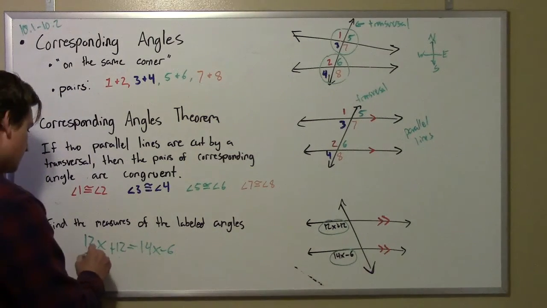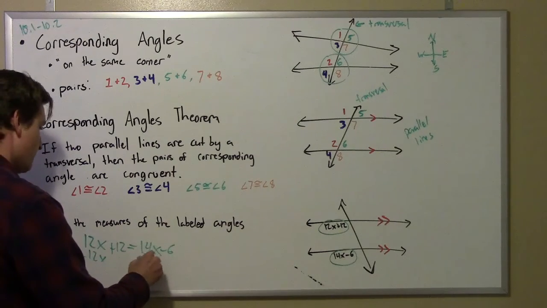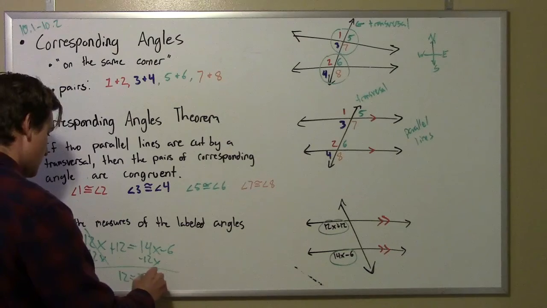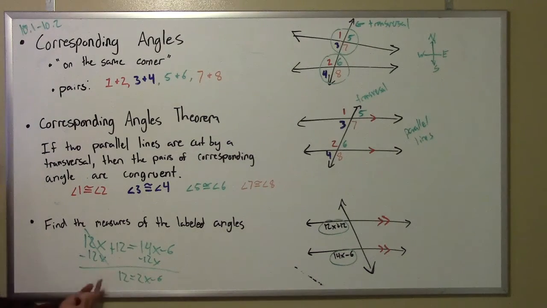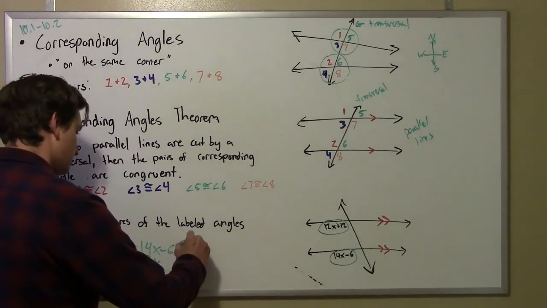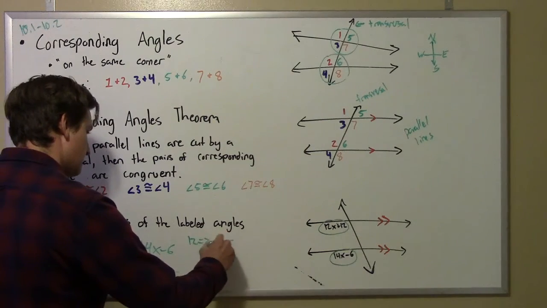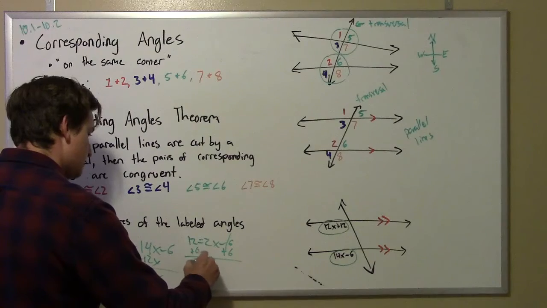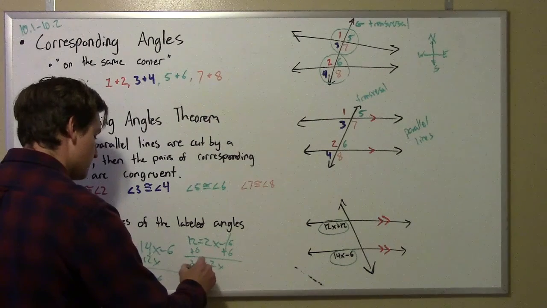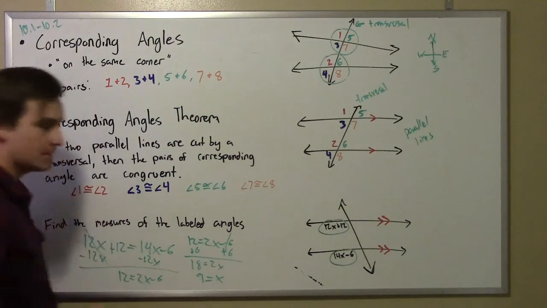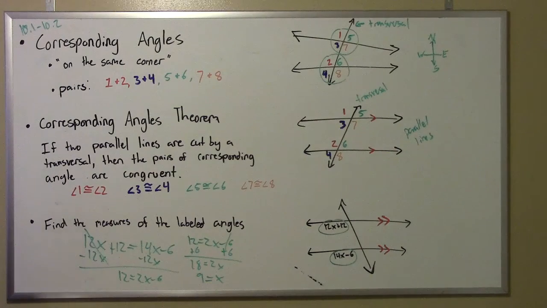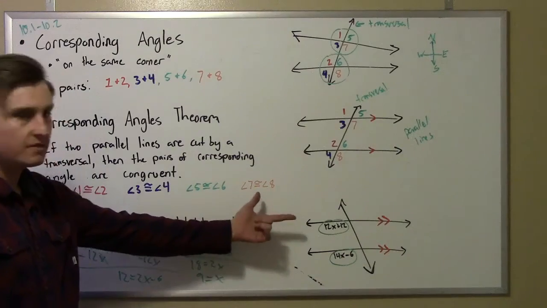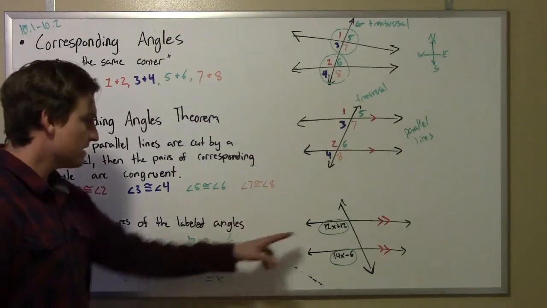So let's group the x's. So minus 12x, minus 12x. So 12 equals 2x minus 6. Let's add 6 to both sides. So plus 6, plus 6. So 18 equals 2x, which means divide by 2 on both sides, and you get 9 equals x. Okay, well that's cool, but we didn't really want x. We wanted to find the measure of the angle. Okay, so let's plug that back in here.